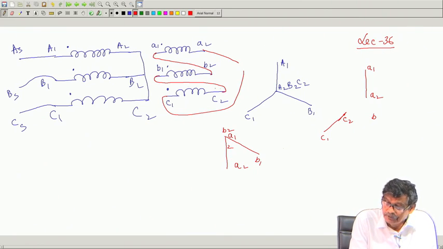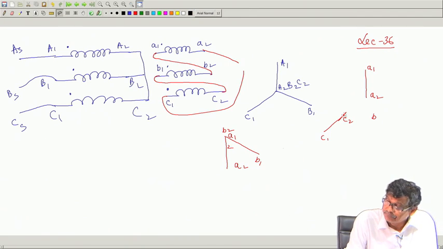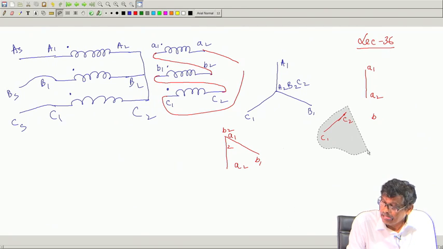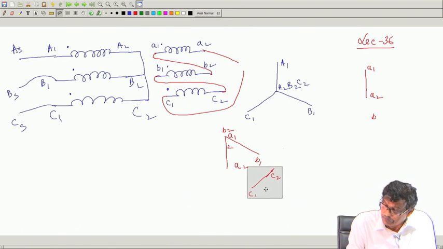Similarly, I have joined B1 with C2. So, C1 I will move, and C2 has been connected with B1. It is moved parallel and C2 will be connected here.